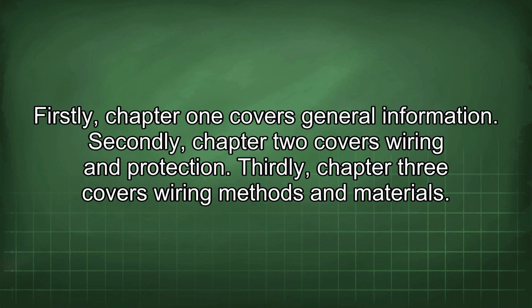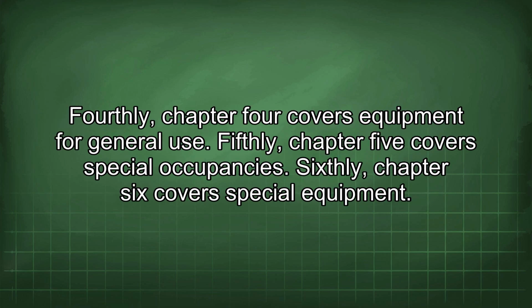Firstly, Chapter 1 covers general information. Secondly, Chapter 2 covers wiring and protection. Thirdly, Chapter 3 covers wiring methods and materials. Fourthly, Chapter 4 covers equipment for general use. Fifthly, Chapter 5 covers special occupancies. Sixthly, Chapter 6 covers special equipment.